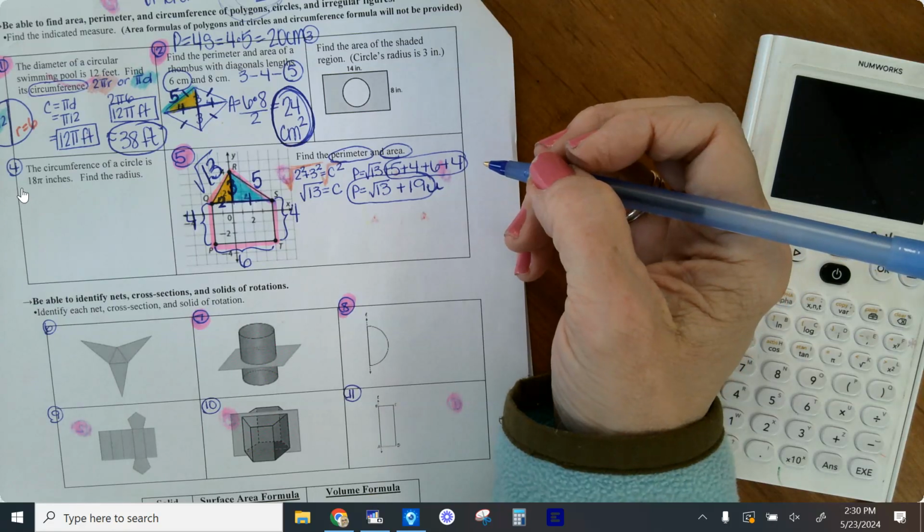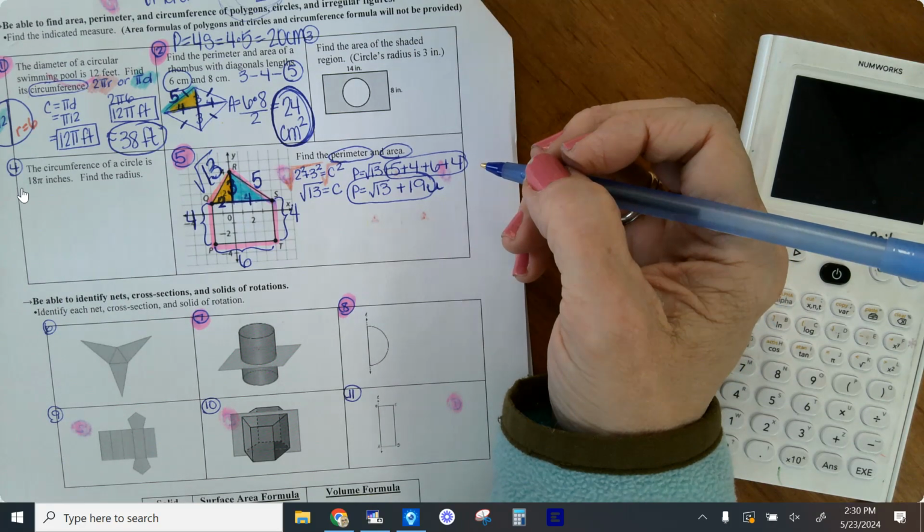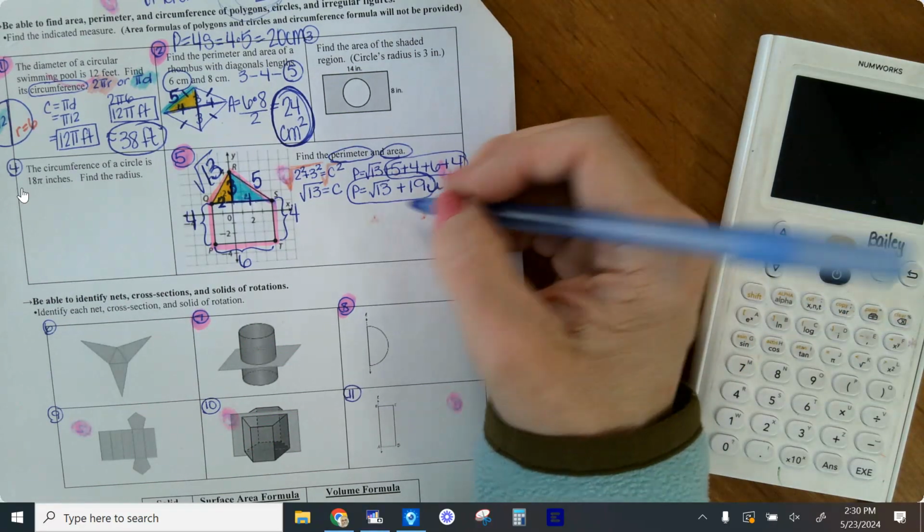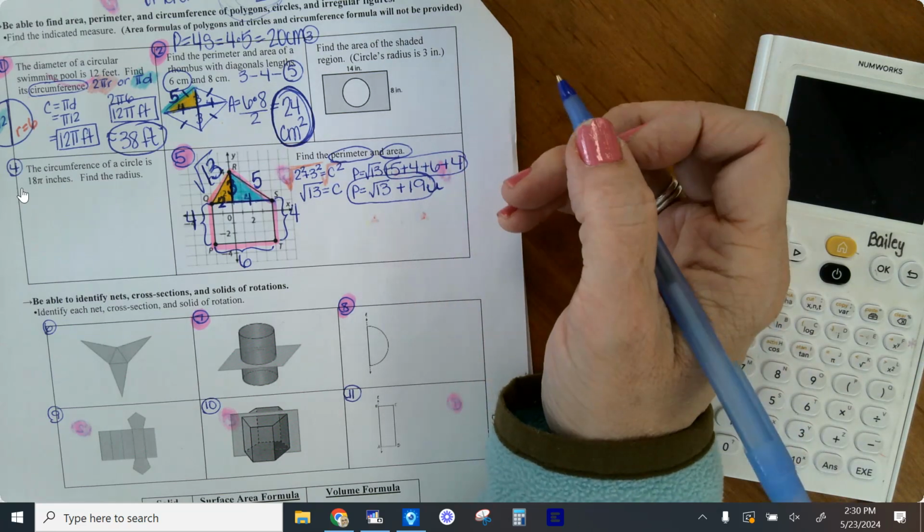And I know some of you may not, oh, I don't like that answer. Well, it's okay. You don't have to like it, but that's the answer. And don't be afraid of that answer.